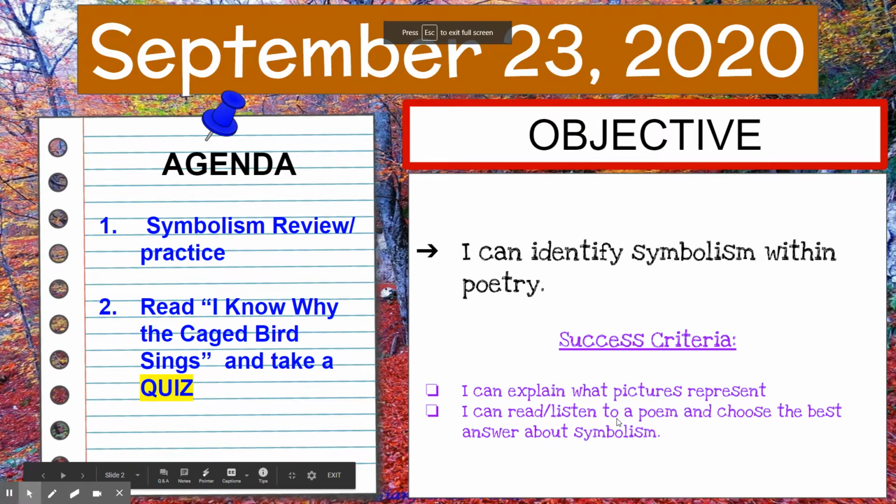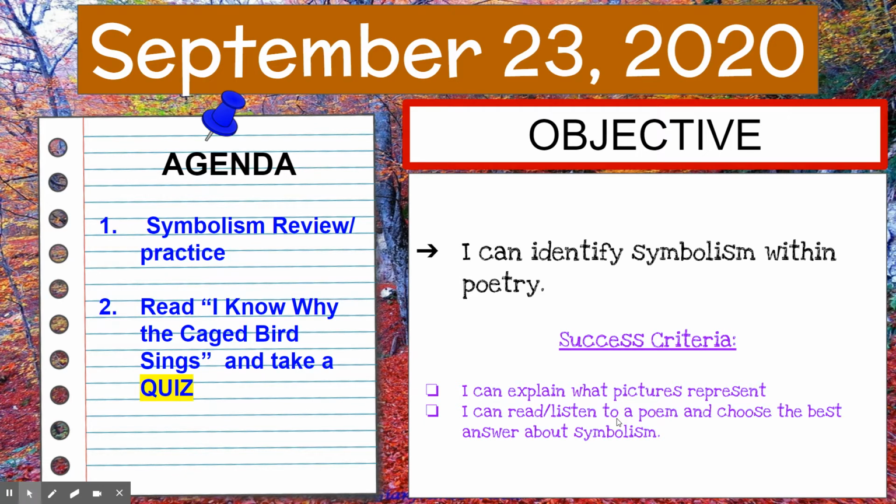Hi guys, it is Wednesday, September 23rd, and your objective for today: we talked about symbolism in a poem, and so we're going to talk a little more about that and practice with it today.